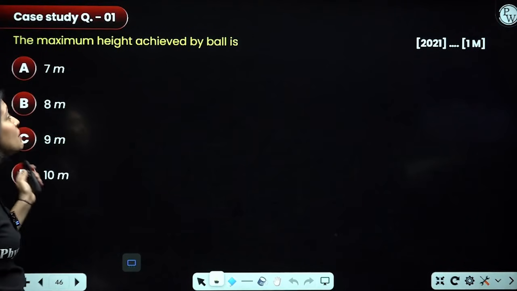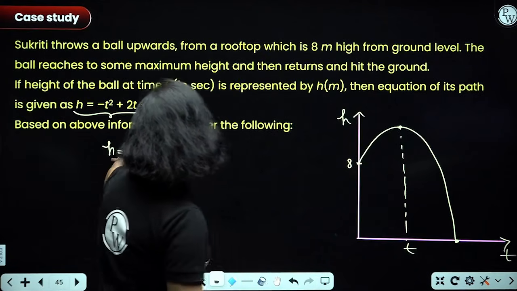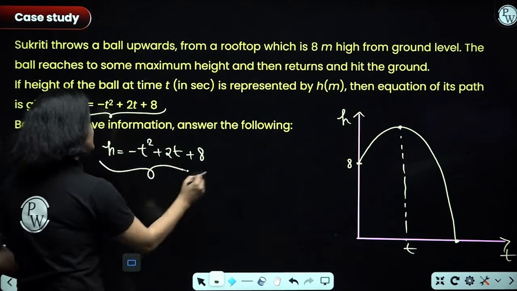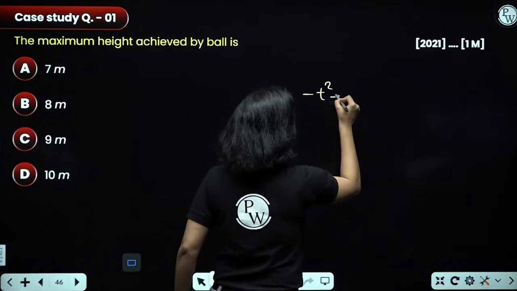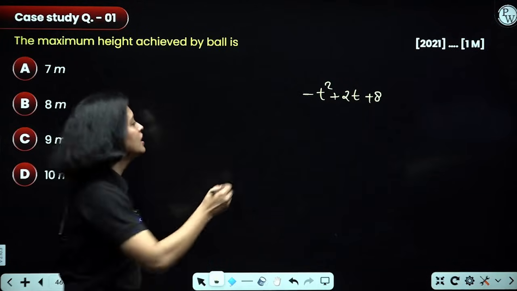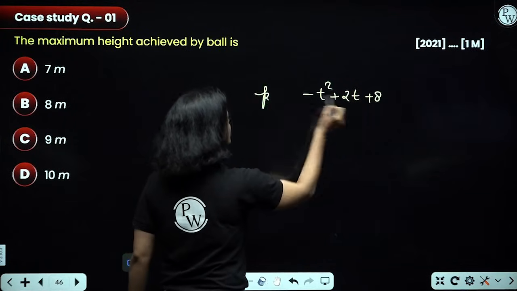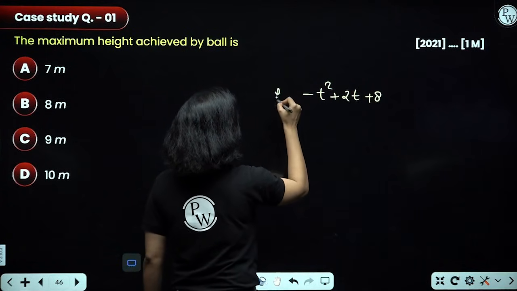The first question is the maximum height achieved by the ball. Let's write this down: minus t square plus 2t plus 8. This is our polynomial represented by h(t).